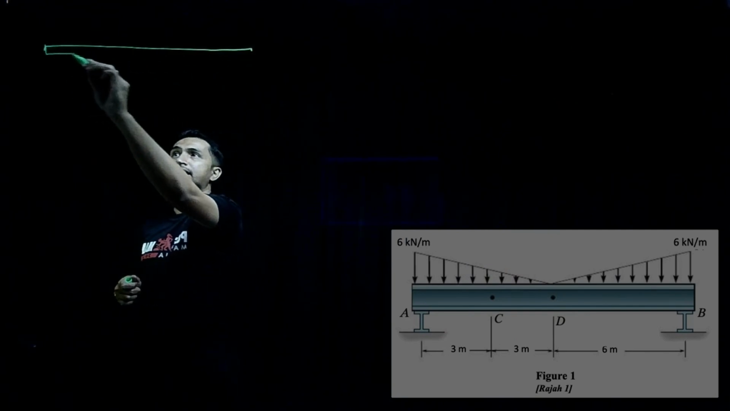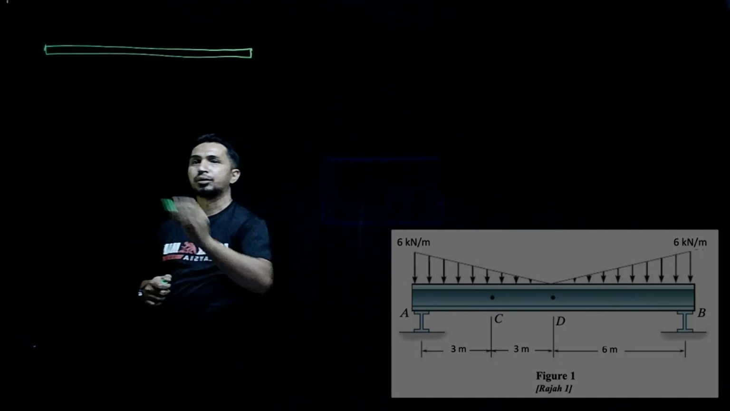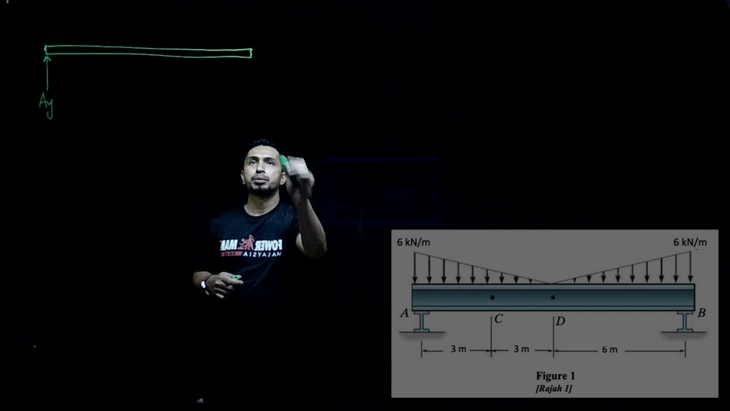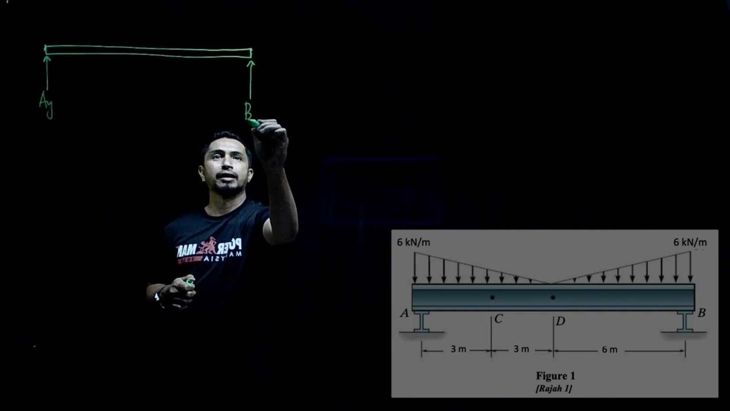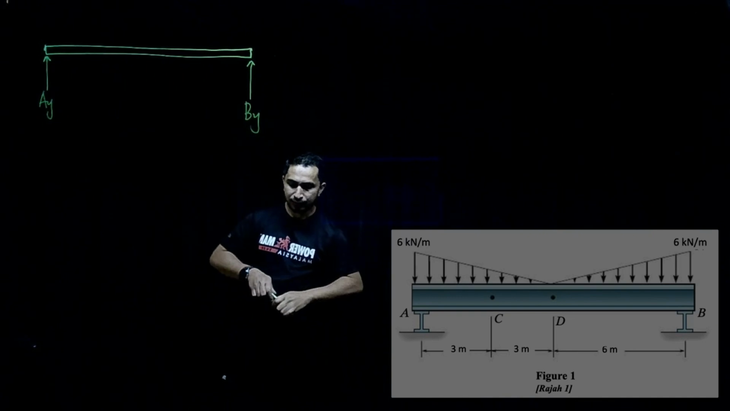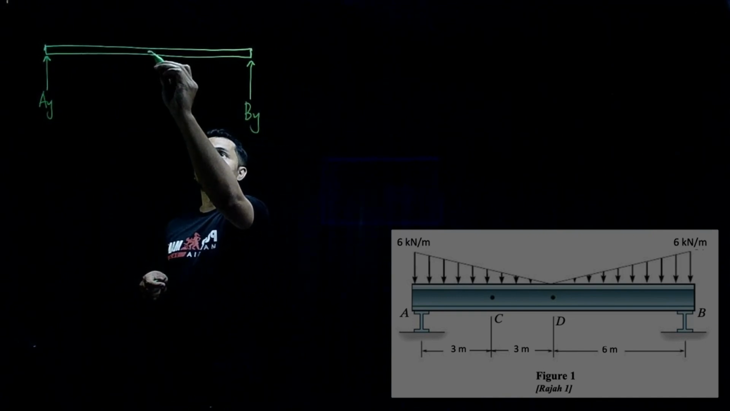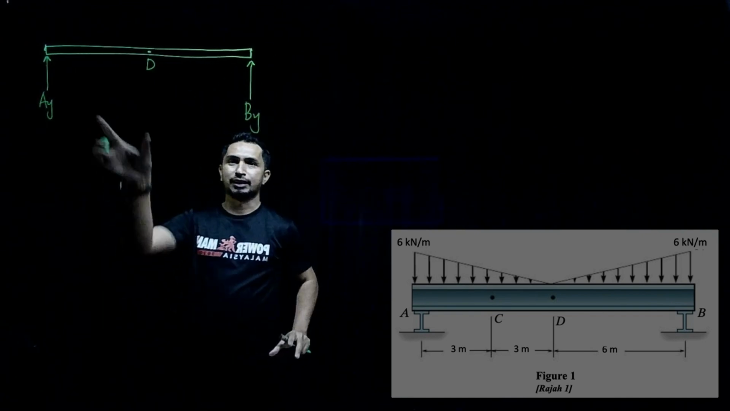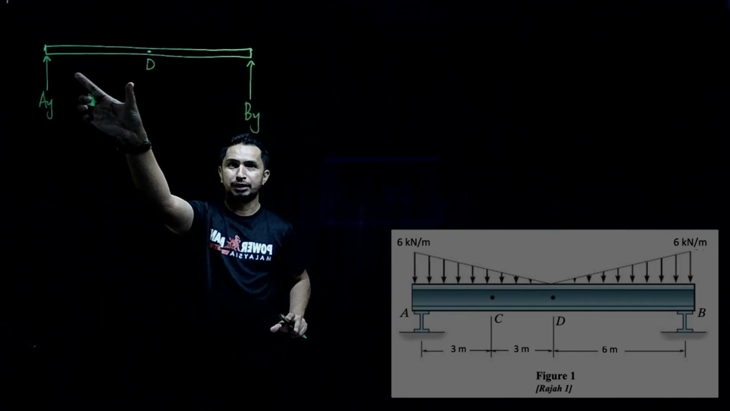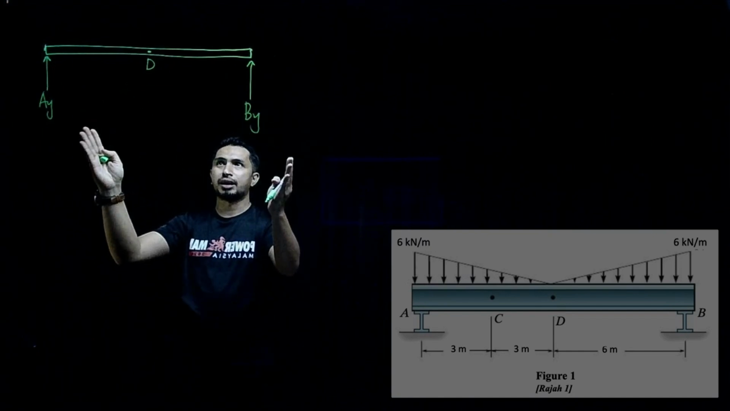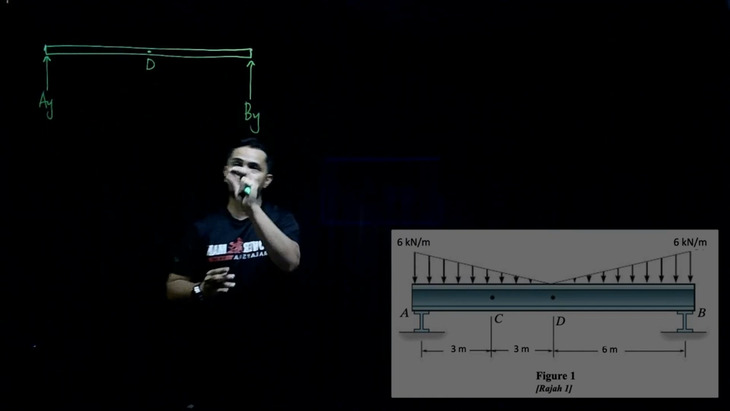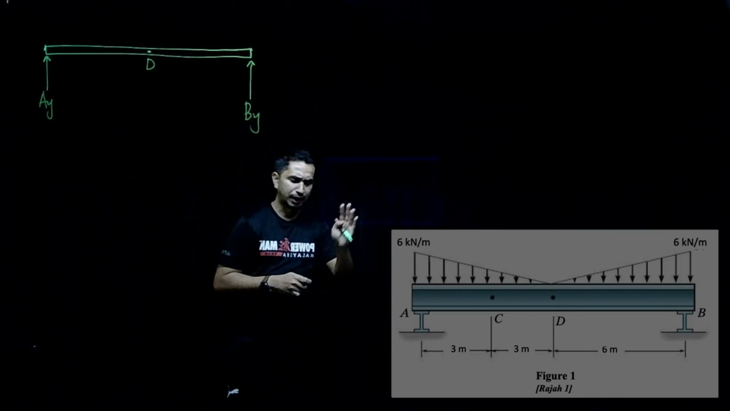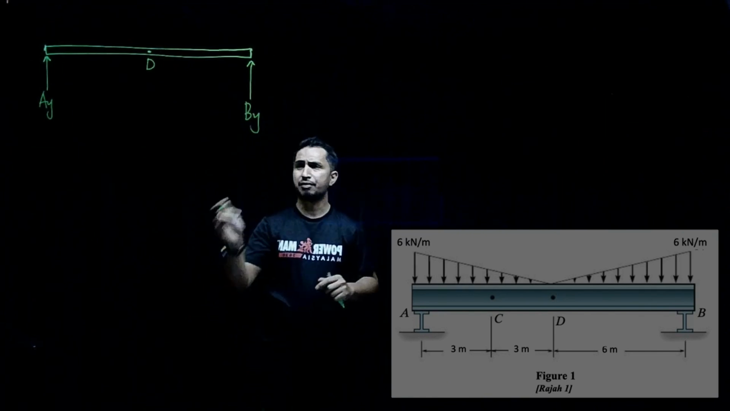To find the unknown, at point A, we have AY. At point B, we have BY. And then here in the middle, we have point D. Right hand side is 6 meters. Here is also 6 meters. So it's mirror, and the center point divides the two areas, 6 meters, 6 meters. So we can say that it's like a mirror. Left and right are the same.